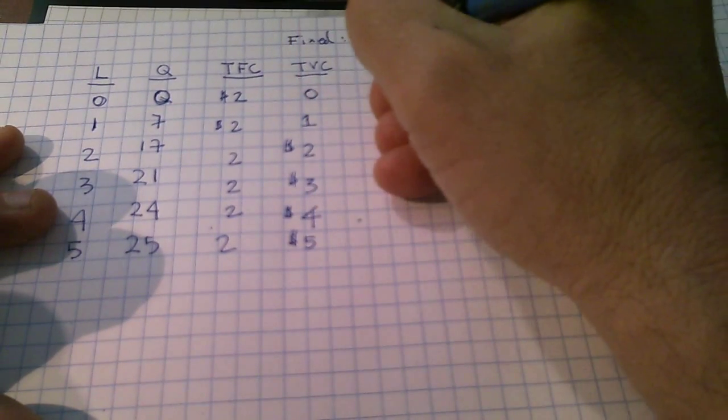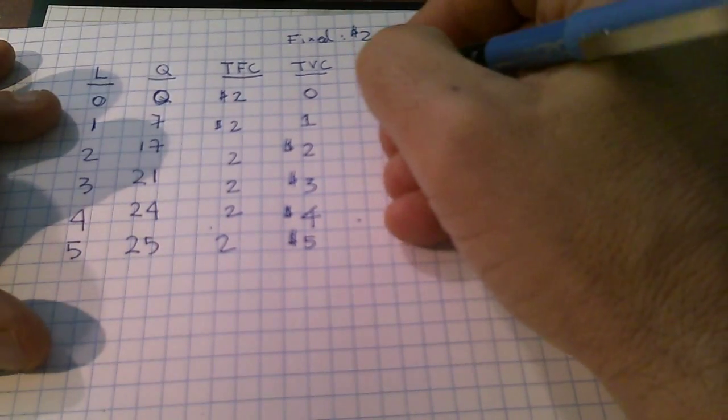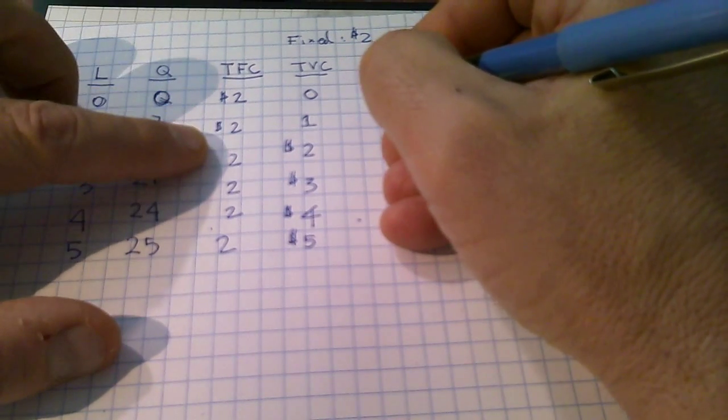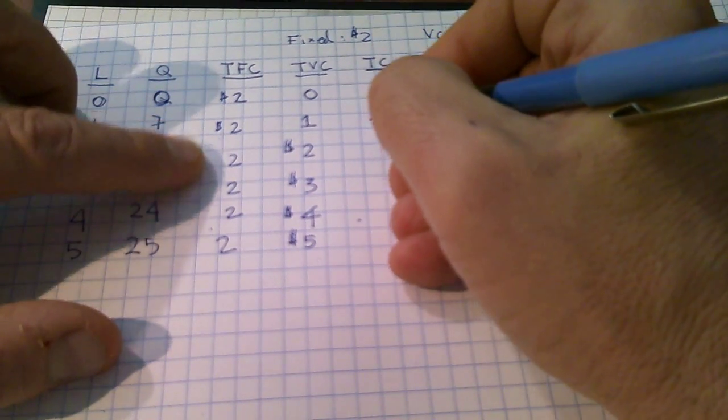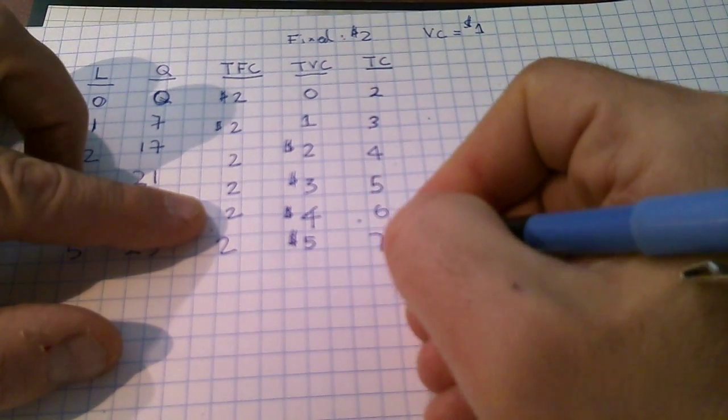That's total variable cost, and total cost would be the total fixed cost plus total variable cost. So it's equal to $2, $3, $4, $5, $6, and $7.